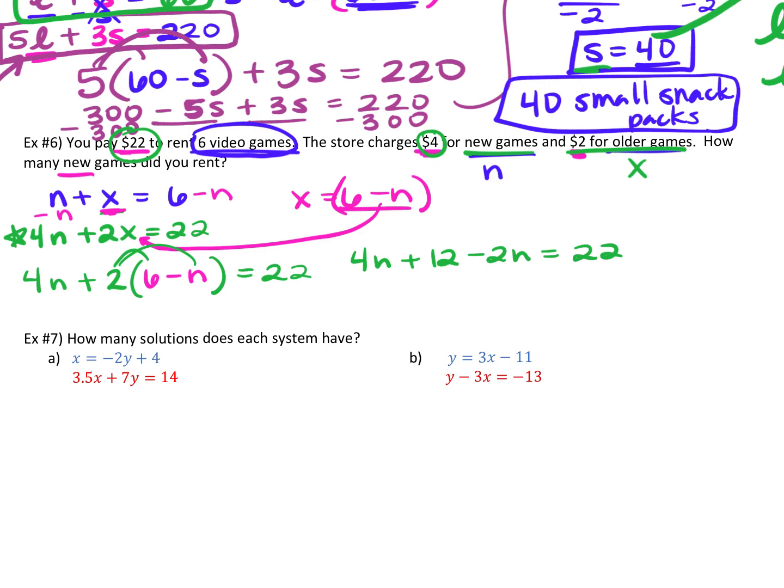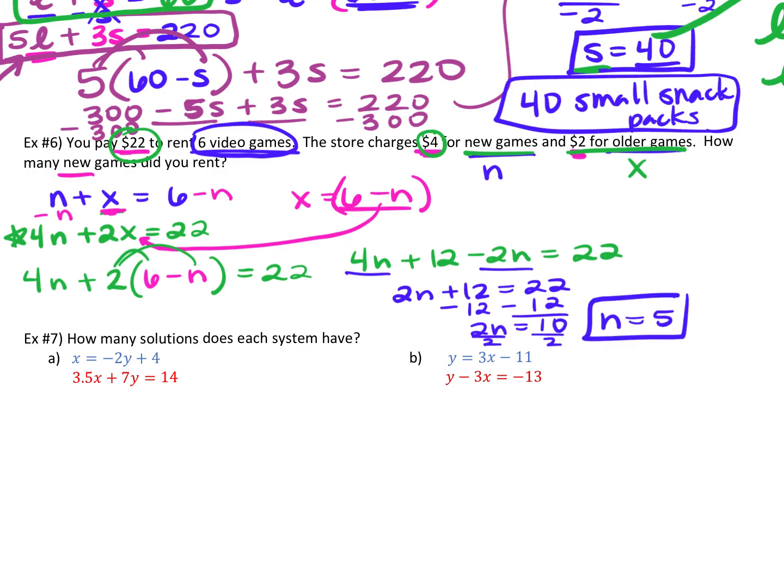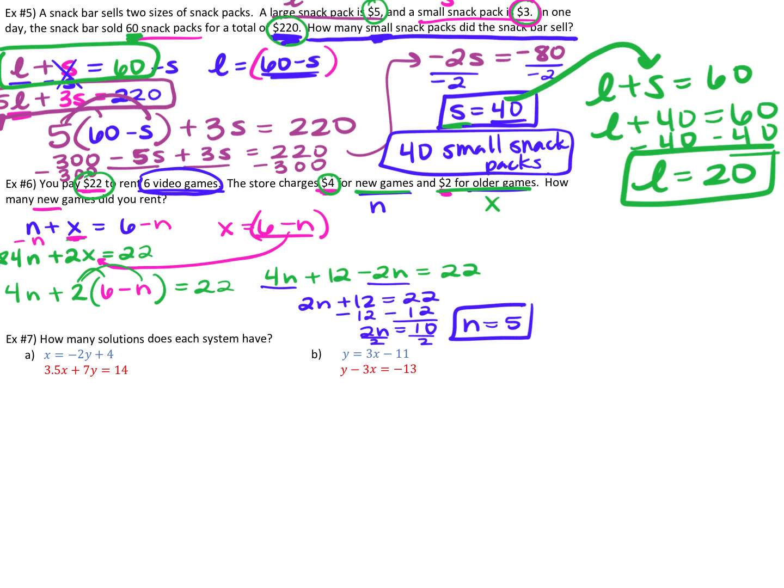And now we'll simplify again. 4n minus 2n is 2n, plus 12 equals 22. Take away the 12. So 2n equals 10, and then divide by 2. So n equals 5. Okay, so the question was, how many new games did you rent? And that was our n.